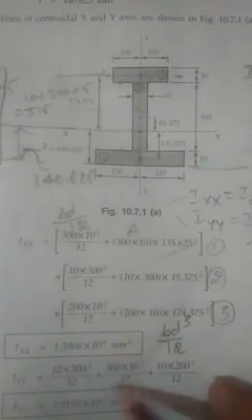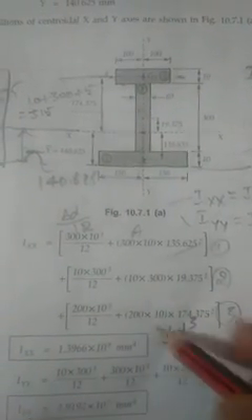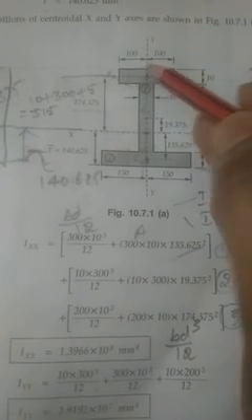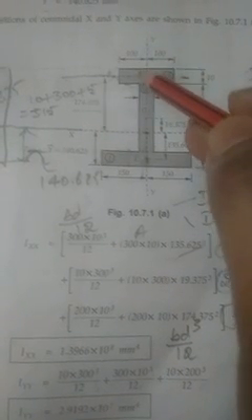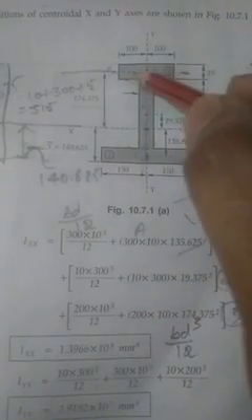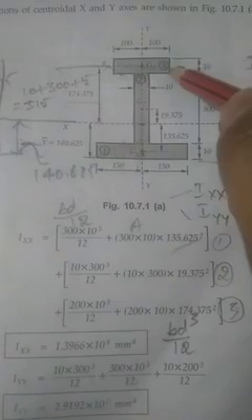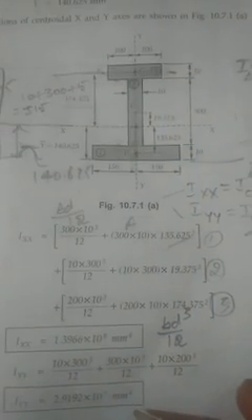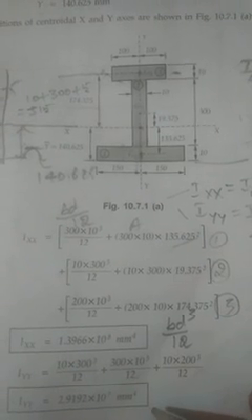Each term is bd cube divided by 12, and the third is the same: 10 is the b and d is this side. For every term you have to take this direction as d, and this as d, and this as d. So 10 into 200 cube divided by 12. That is the third term. Finally, we will calculate 2.912 into 10 to the power 7 mm to the power 4. So this was the final answer.